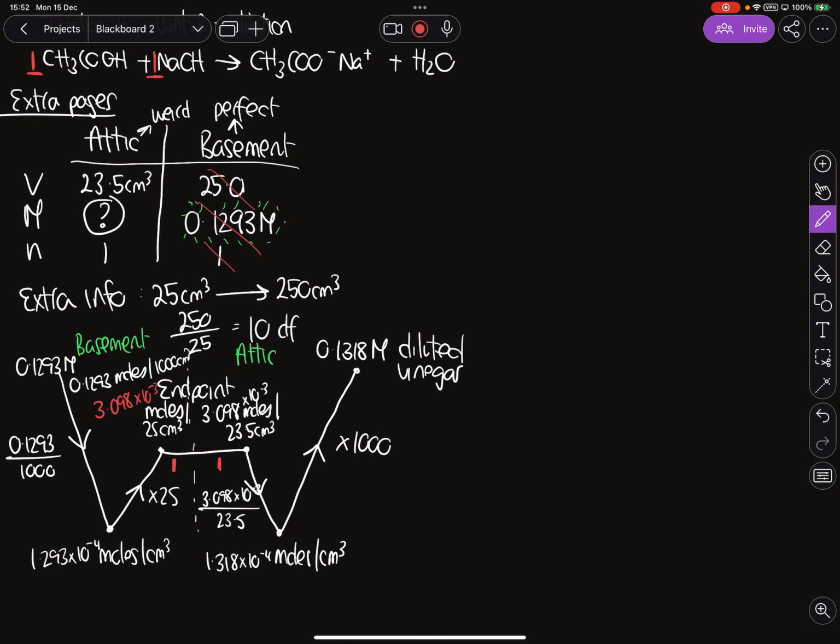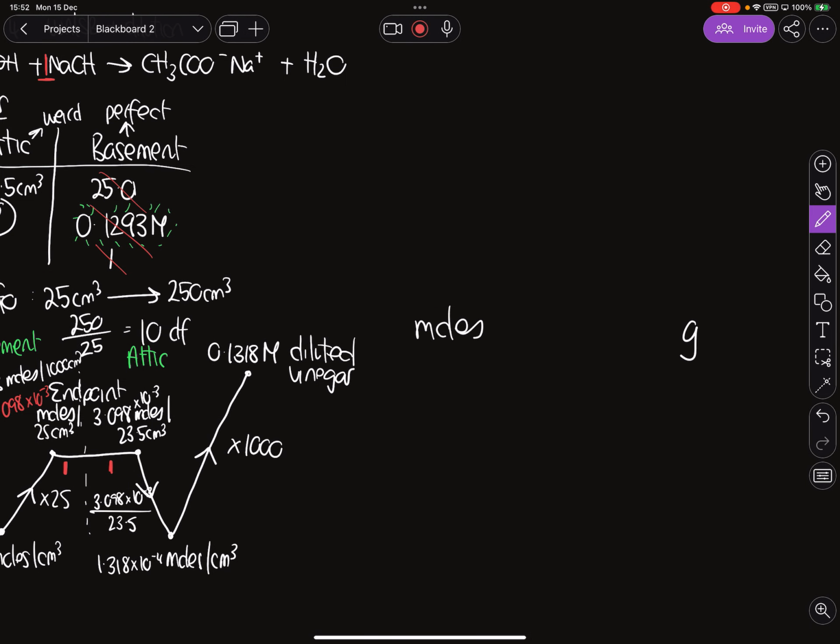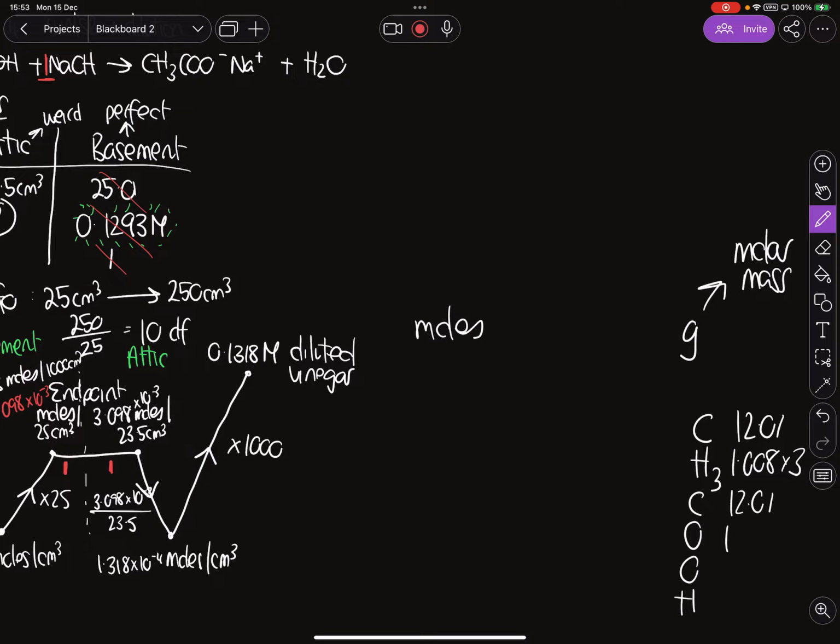So using dimensional analysis, we now have moles. We want to find grams. Every time we know we have to find grams, we know that there has to be a molar mass calculation that we have to do. We're doing it for the ethanoic acid. So we need to fill in all of our bits. 12.01, it's going to be 1.008 by 3. It is going to be 12.01 again. It is going to be a 16. It is going to be a 16. And it is going to be a 1.008.